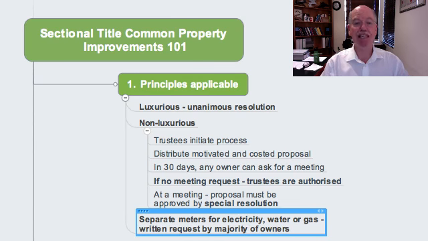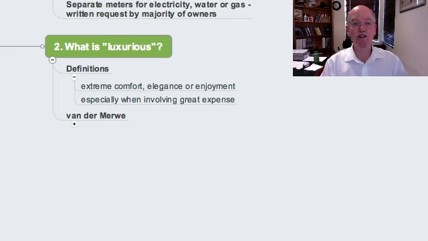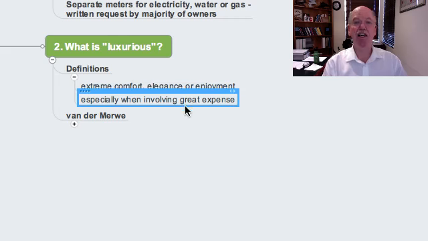If you first look at the definitions of these terms, neither the Act nor the prescribed rules actually defines them, so you've got to look to the ordinary meaning of those terms. The word luxurious is most often associated with extreme comfort, with elegance or enjoyment, especially when involving great expense. So are those the principles you should apply?